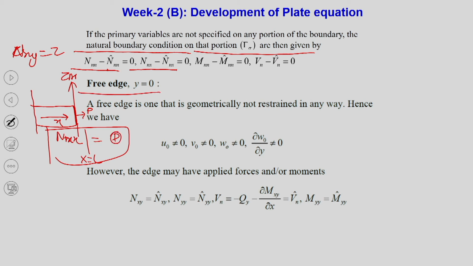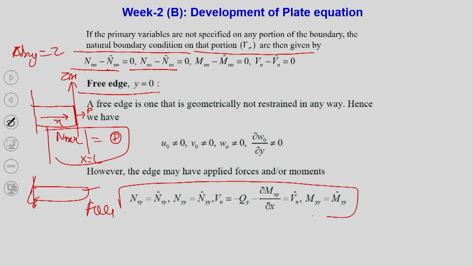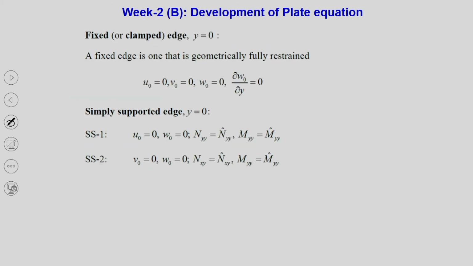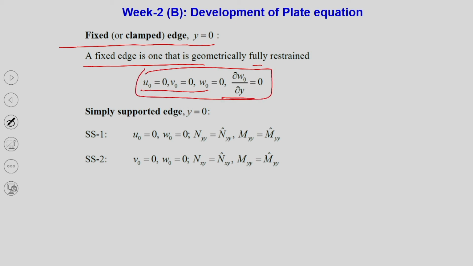So, we are just further specifying for a free edge. A free edge is one that is geometrically not restrained, like the free end of a cantilever beam. There you have to satisfy the natural boundary conditions, all these stress resultants. For the case of a clamped edge, where edges are restrained, all 3 displacements and 1 rotation, or I would like to say the slope, is 0.